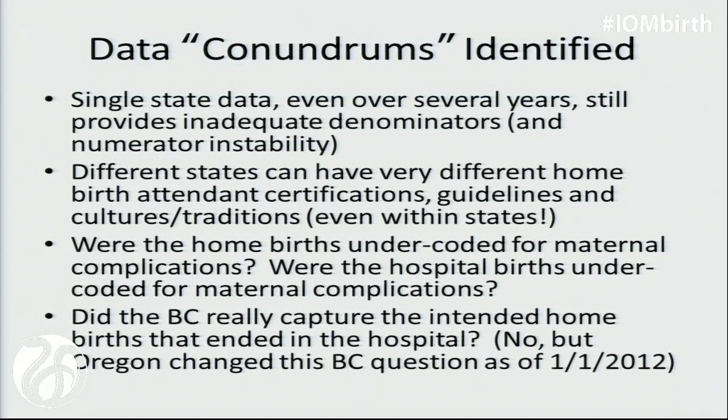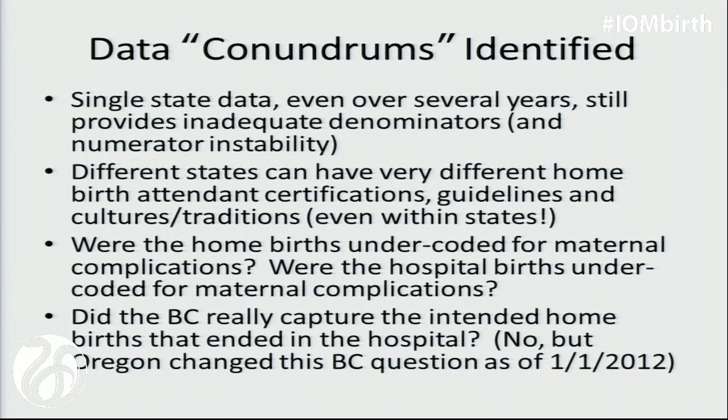We like single state data because that at least has reasonably the same rules or regulations on populations. But even this one state that has one of the highest rates of home births in the United States, Oregon, took several years and they still only had under 3,000 home births. So they don't have appropriate denominators. But different states will have very different home birth certifications, guidelines, and cultures, and even that can be different within states. So it's hard to roll those up. And then, as we discussed, if you're just looking at birth certificates, it's hard to look at just the coding. Were they undercoded on the home births? Were they undercoded for the hospital births for maternal complications? Oregon did change their question about intended home birth as of January 1st, 2012, but it remains to be seen how that will be completed at the hospital.